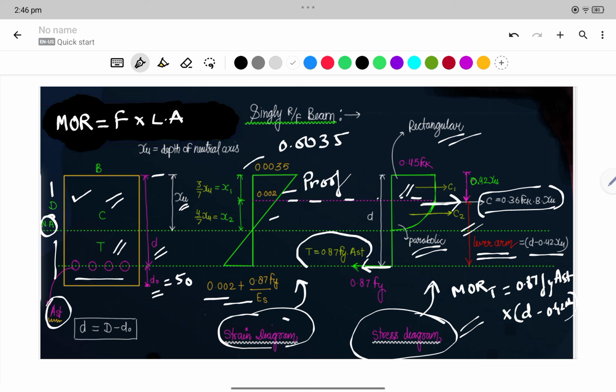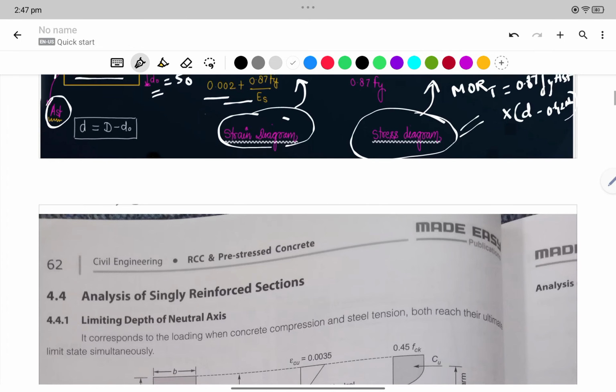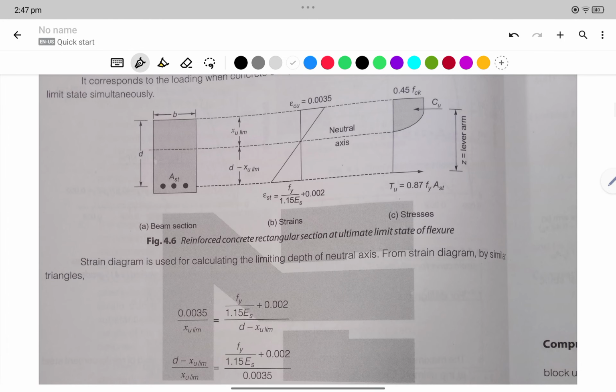Okay, and for the compression zone, MOR for compression will be 0.36 fck b into xu into d minus 0.42 xu. So the force into the lever arm, just this thing. Okay, so this much is the learning from this image. We will go down and see some other things also.